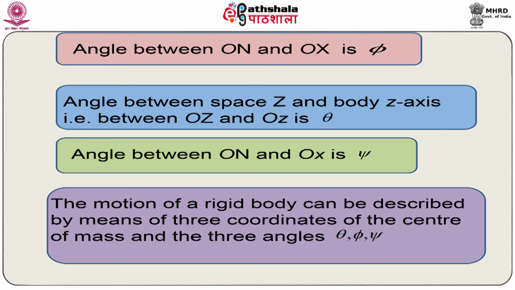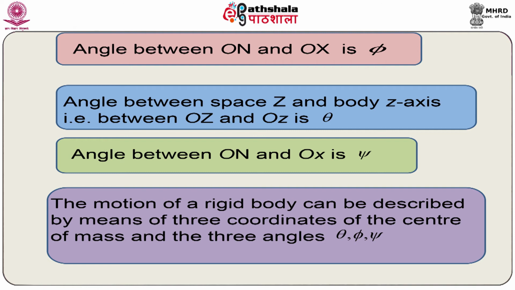For any arbitrary motion of a rigid body, the degrees of freedom is 6, but if the rigid body rotates about a fixed point, then the degrees of freedom reduce to 3. In such cases, it is convenient to use Euler angles to specify the configuration of a rigid body rotating about a fixed point.